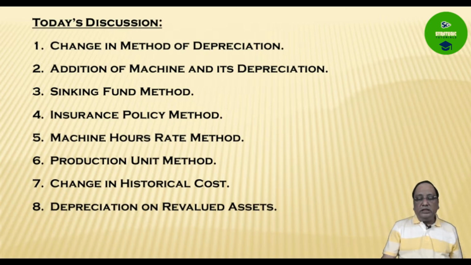Next is change in historical cost. Historical cost is nothing but the actual cost. Next, depreciation on revalued asset. So friends, let's start one by one, and this is a very important discussion. Kindly go through from beginning to end of this video so that you can learn how to calculate all these typical types of depreciation and their accounting.